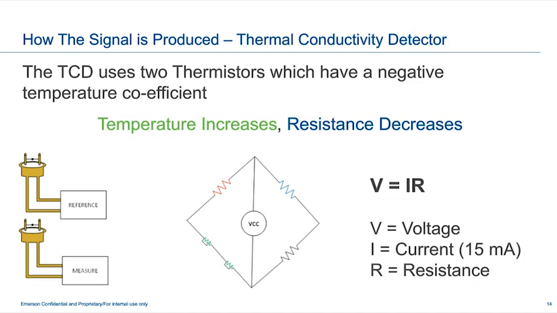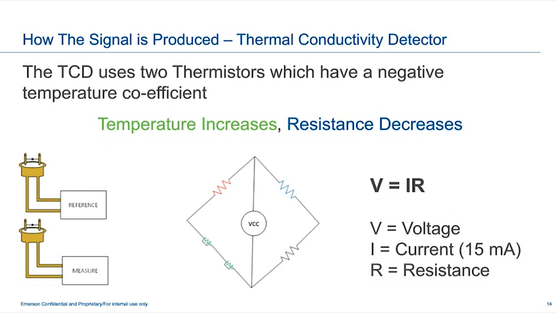And so what basically happens is a constant current is applied, 15 milliamps, to the wire, so they heat up. As they heat up, the temperature increases and resistance decreases. But as long as the same material, aka the carrier, is running over the reference and the measure, we have a balanced Wheatstone bridge, and that's your center image.